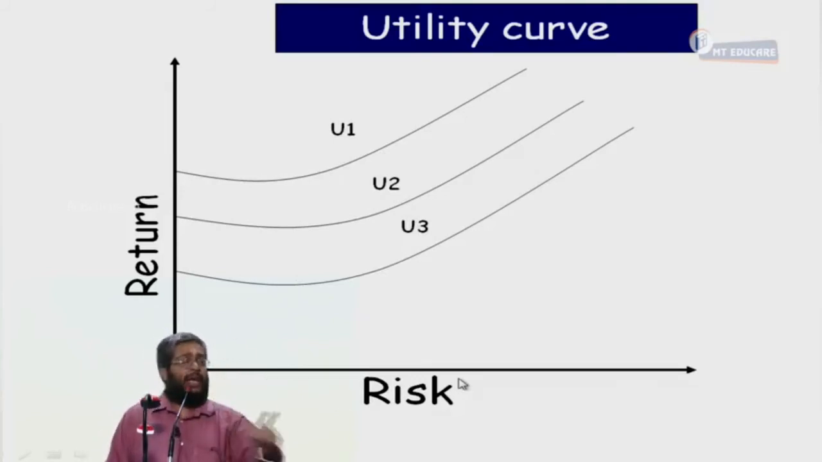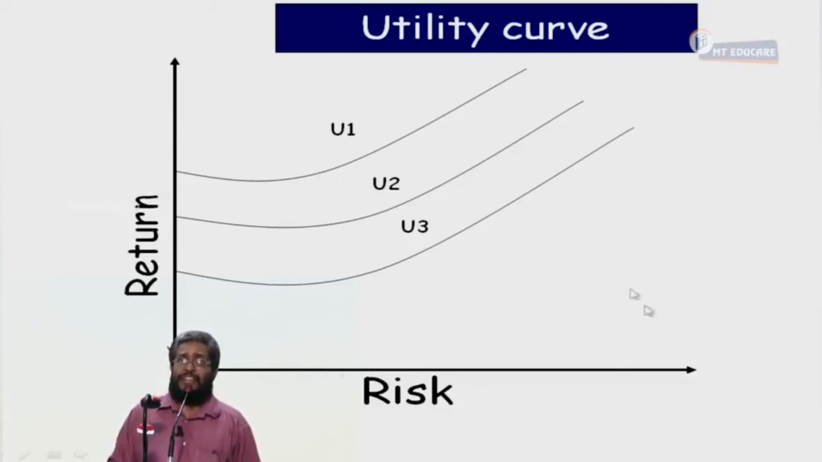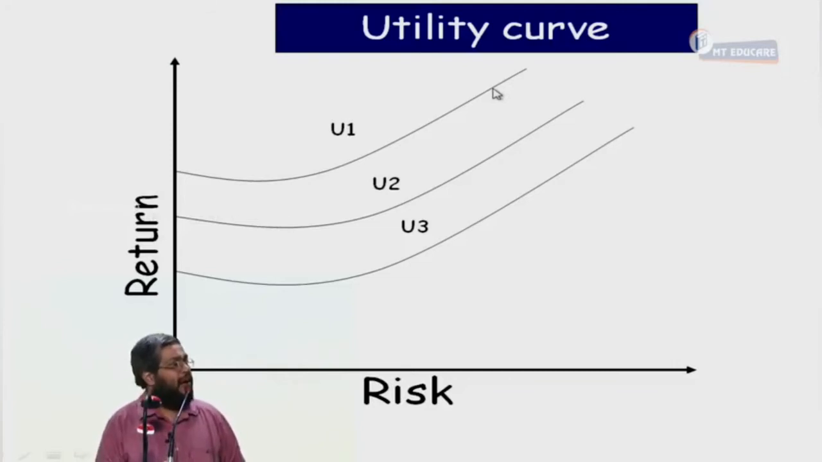So this is a utility curve of 2 persons or 1 person. He says, I am happy in the first curve. If not first, I am happy in the second curve. If not, I am happy in the third curve. All points on a given curve give you the same utility, the same happiness. Up to this, are you following or not?